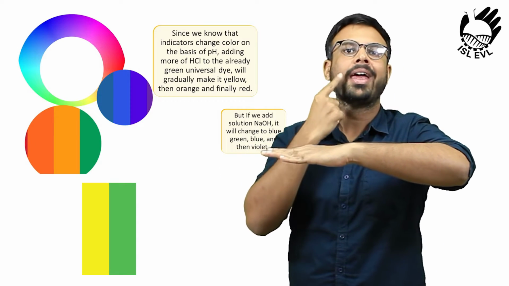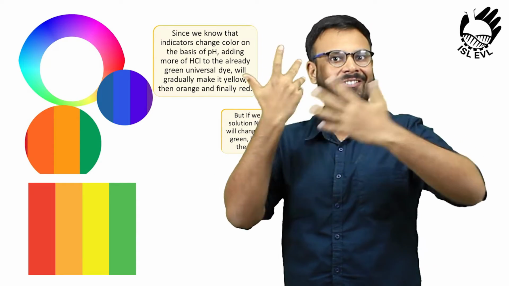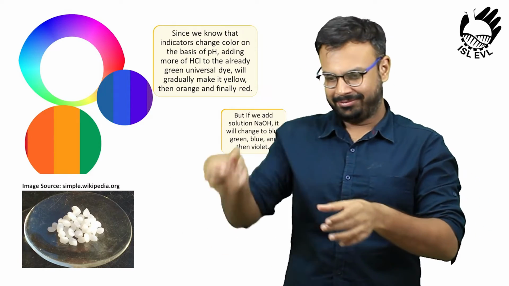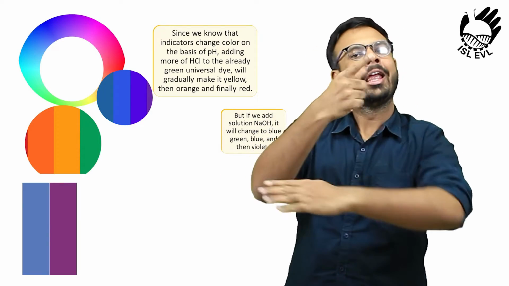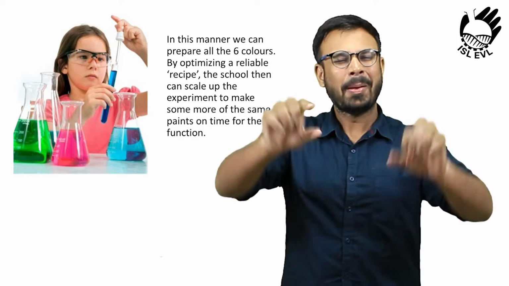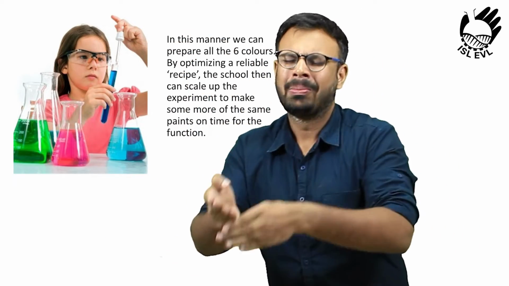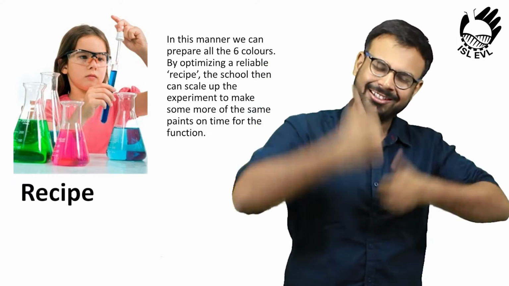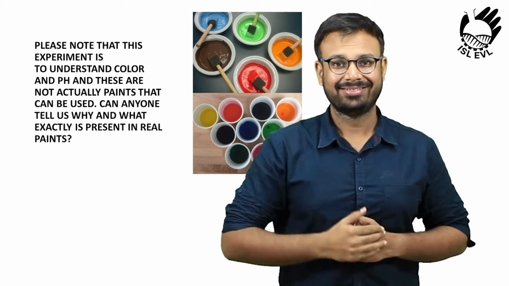Since we already know that indicators can change their color on the basis of pH, adding more of the hydrochloric acid, also called HCl, to the already green universal dye will gradually make it yellow, then orange, and finally red. But if we add the sodium hydroxide, called NaOH, it will change to blue-green, blue, and then violet. We can take the same amount of the indicator solution in different tubes and slowly add different amounts of the two chemicals to get the desired color. In this manner, we can prepare all the 6 colors.